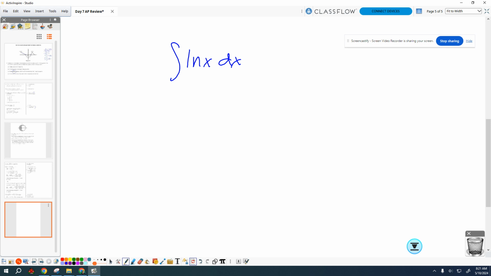This one is integration by parts. So, would you recognize that? No.